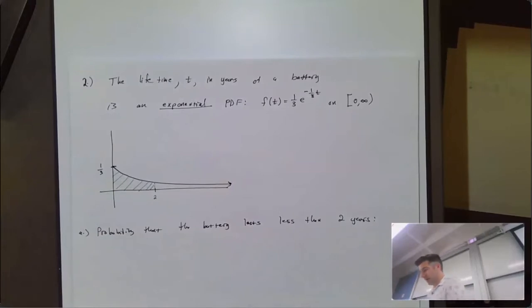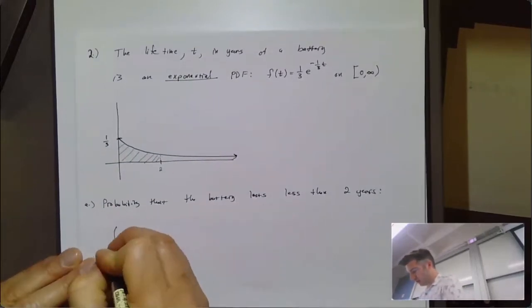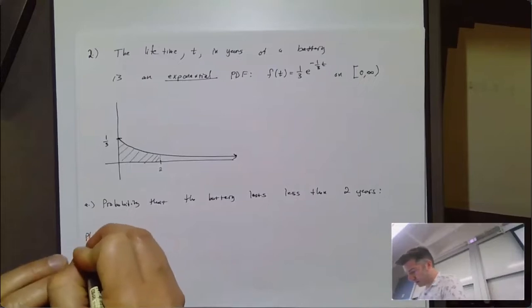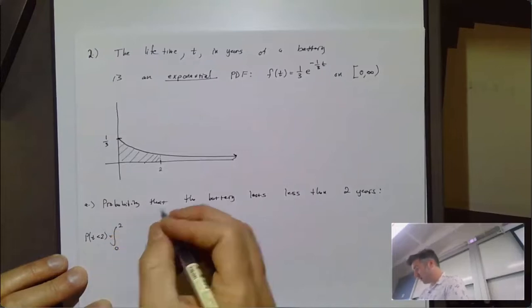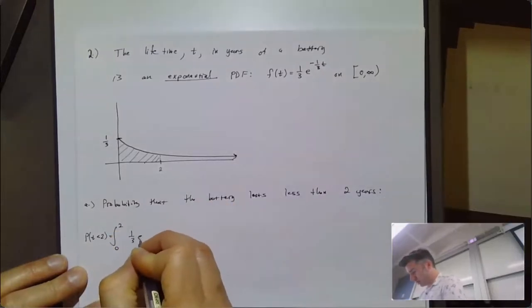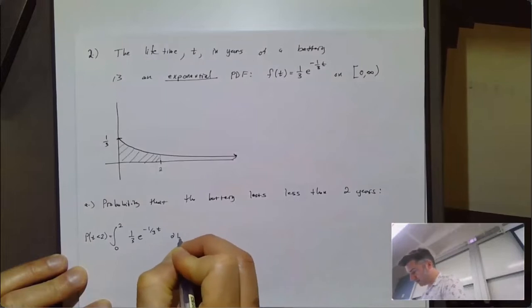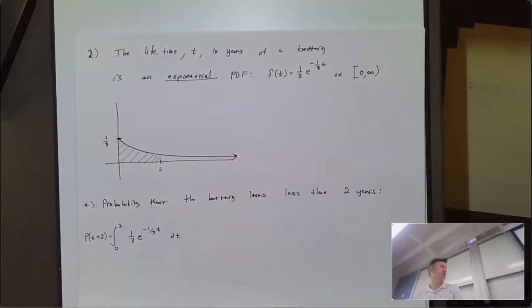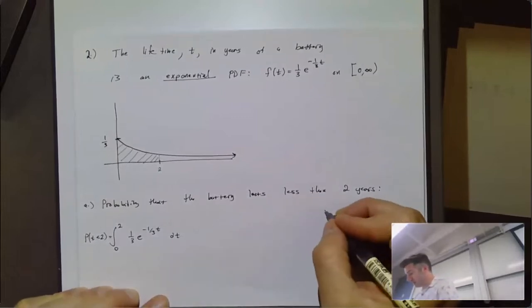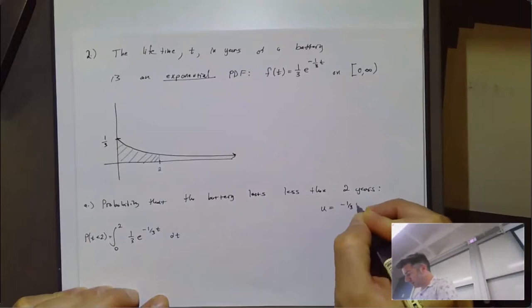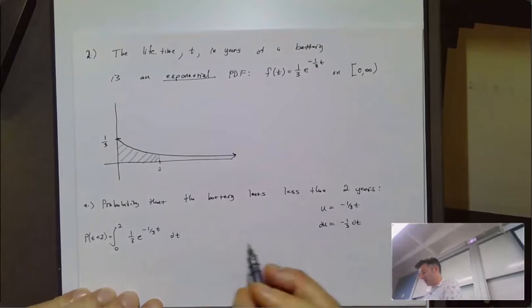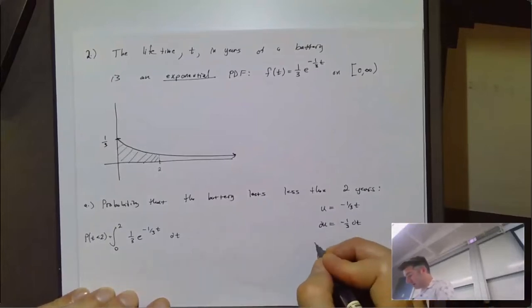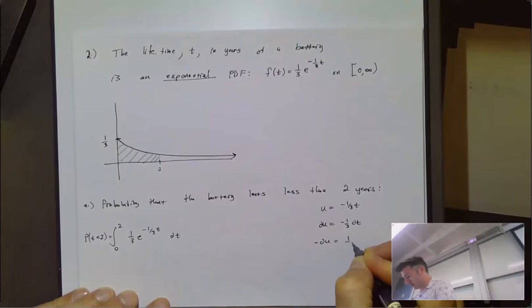Okay, not too bad. We're going to do the integral from 0, probability that t is less than 2 is the integral from 0 to 2 of this function, 1/3 e to the negative 1/3 t dt. And the integral of this is not bad at all, right? We could do the u sub if you really wanted to, letting u equal negative 1/3 t. Your du is negative 1/3 dt. And look, I essentially have that almost perfectly. Negative du is equal to positive 1/3 dt.